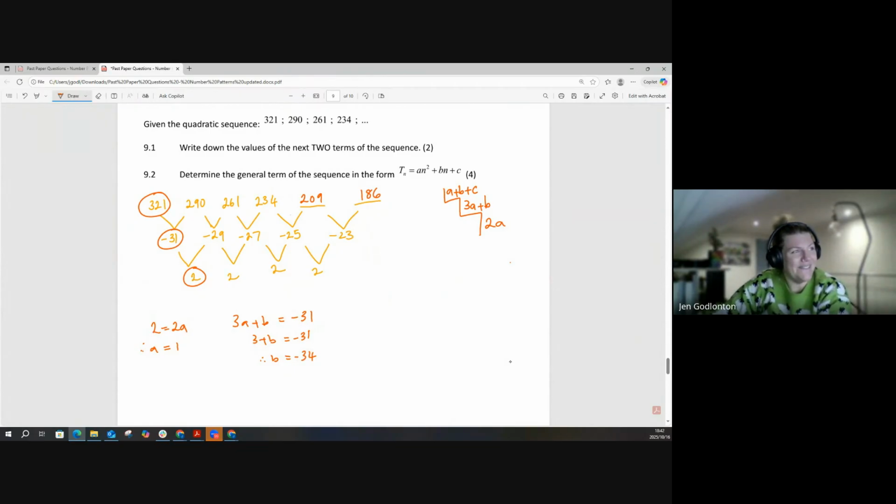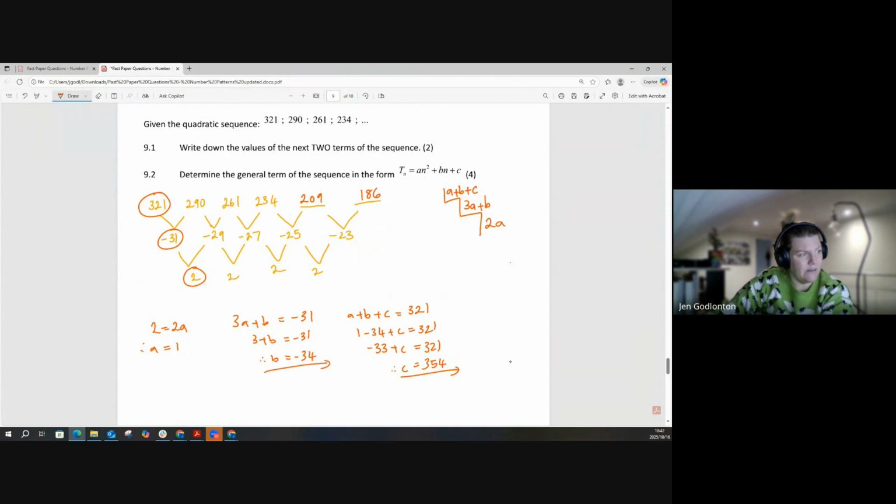And then for the last one, we've got a plus b plus c needs to equal 321. So 1 minus 34 plus c equals 321. Negative 33 plus c equals 321. Therefore, c equals 354. So our formula is going to be Tn equals n squared minus 34n plus 354.